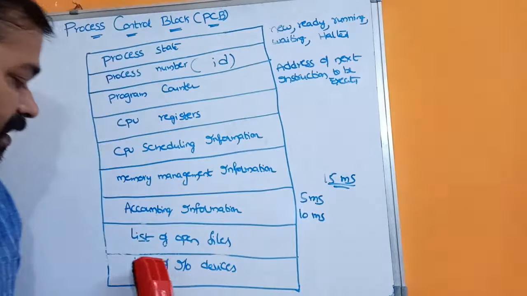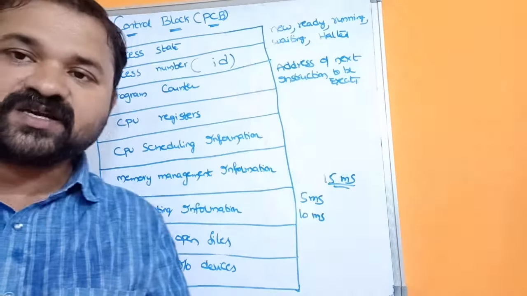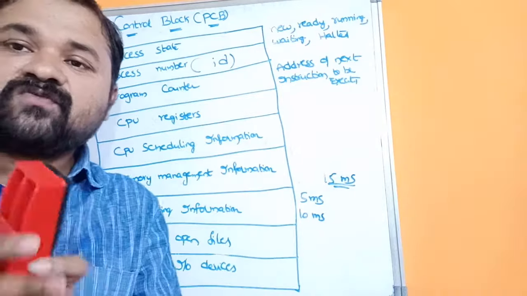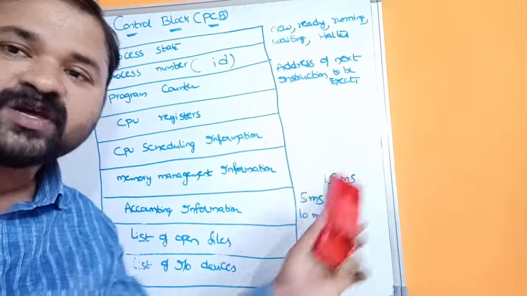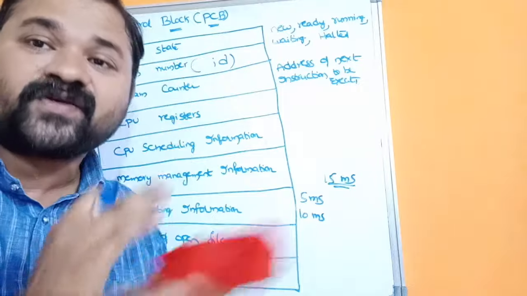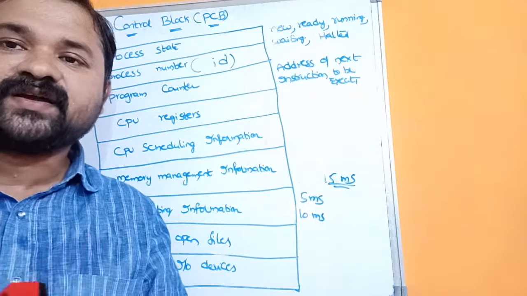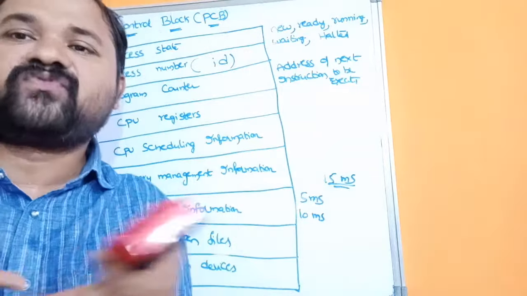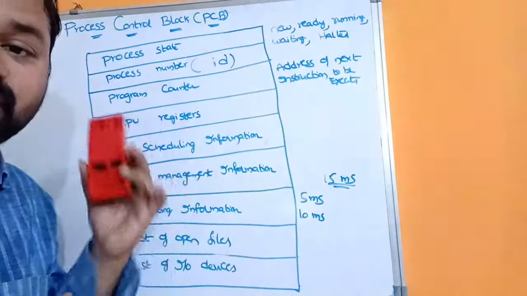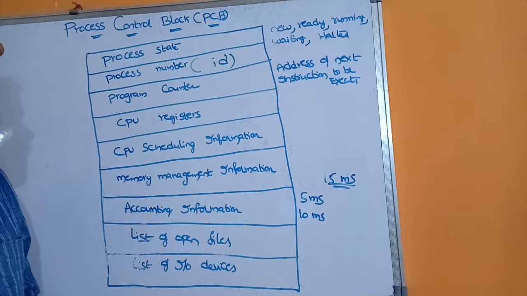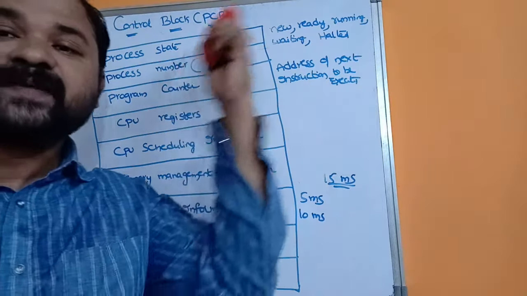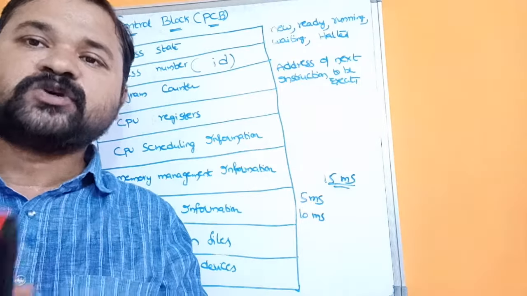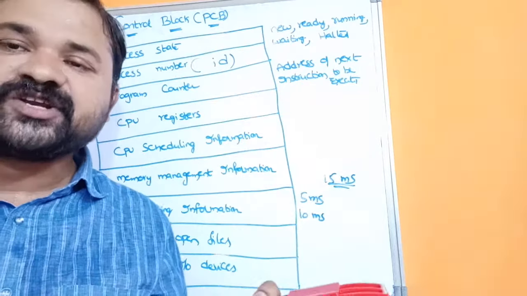Okay, and the last one is the list of IO devices. So how many IO devices are allocated to the process? What are the IO devices allocated to the process? Whether a printer is allocated or not, whether a scanner is allocated or not, whether a keyboard is allocated or not. Likewise, the list of IO devices that are attached to the process will be maintained here. So this is about what is PCB. PCB stands for process control block. So the PCB maintains information about a process.